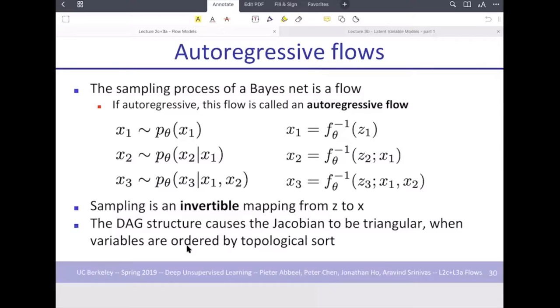Now we'll move on to lecture 3A, slide 30 of the 2C plus 3A onwards. Do you want to talk more about the latent variable model?